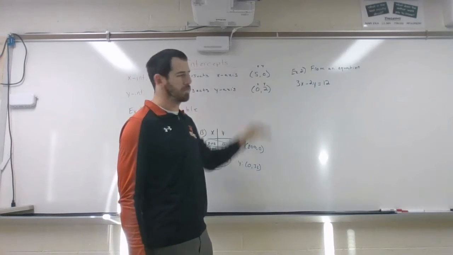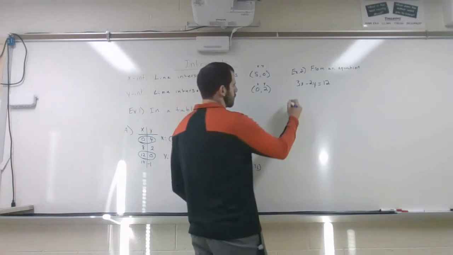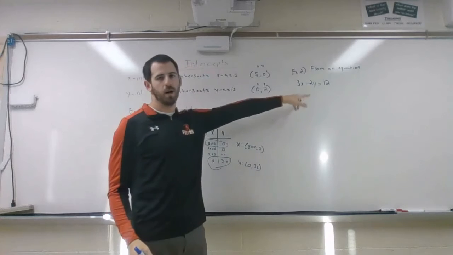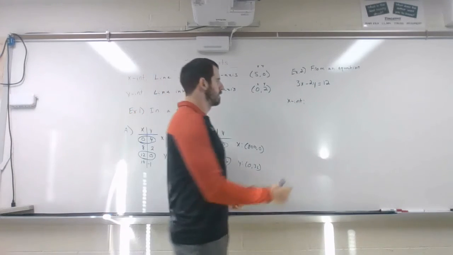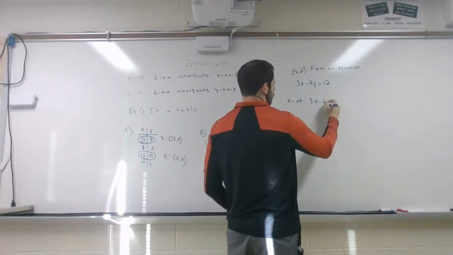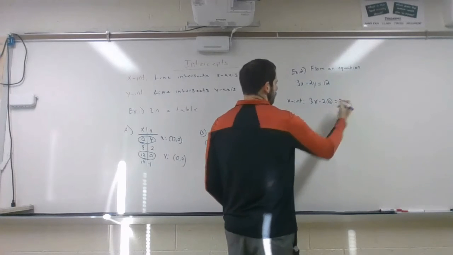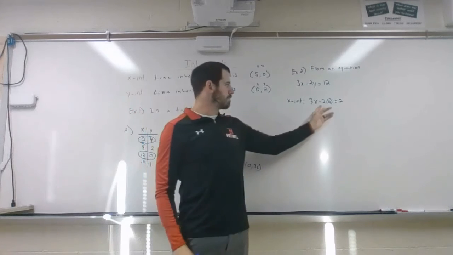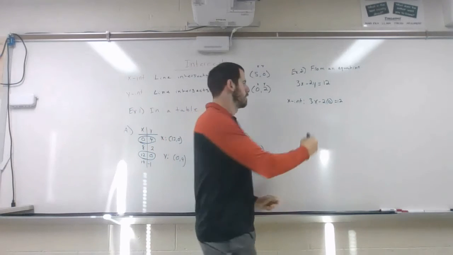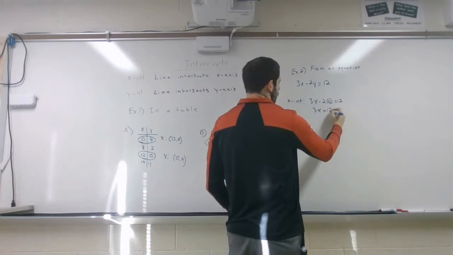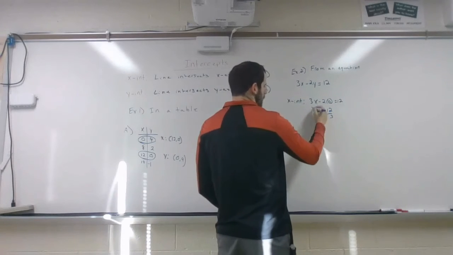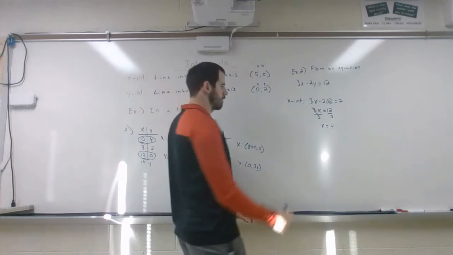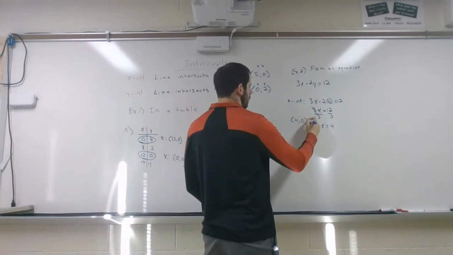When y is 0, that gives me my x-intercept. So to find the x-intercept, we would plug in that 0 for y, and we'd solve for the x. So I get 3x minus 2 times 0 equals 12, and then I just solve that little chunk. You'll notice this middle term just goes away, it's just 0. So I get 3x equals 12, divide by 3, and I get x equals 4. So my x-intercept for this problem is (4, 0).